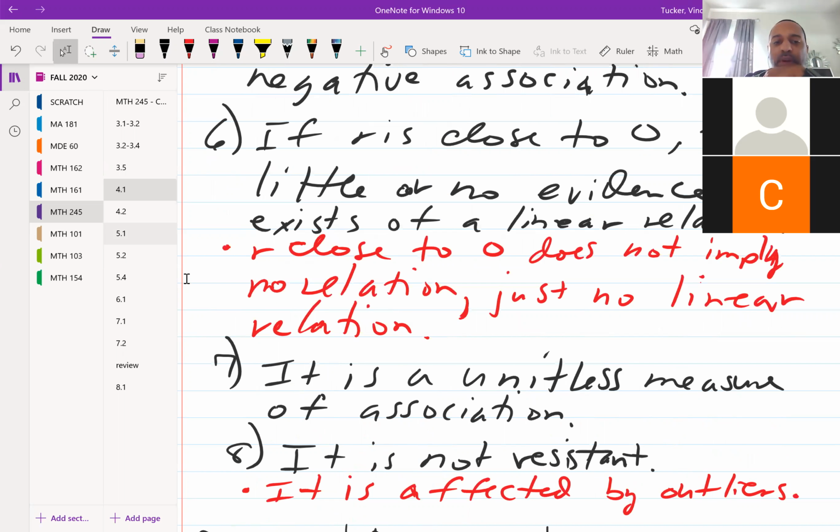All right, number 7 and 8 probably won't come up, but it is a unitless measure of association and it is not resistant. So that means it is affected by outliers. Like I said, those two things may not come into play when you guys are doing your homework, but it's part of the properties. So it should be fine.